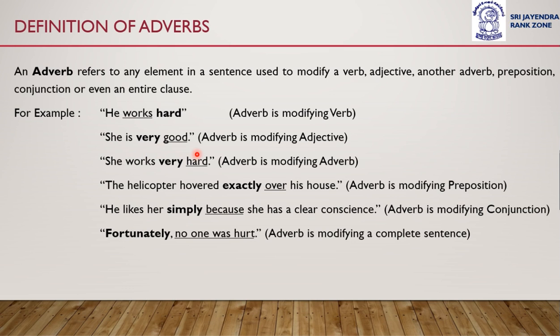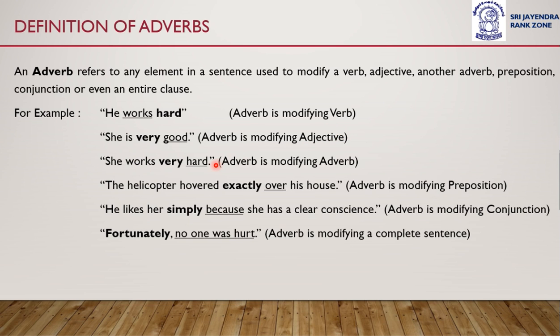She is very good. In this sentence, adverb is modifying the adjective. What is the adjective in this sentence? Good is the adjective in this sentence. And what is the adverb doing? Adverb very is adding to the impact of good. Like it is increasing the emphasis on good. She is very good. Alright? So adverb is modifying the adjective in this sentence.